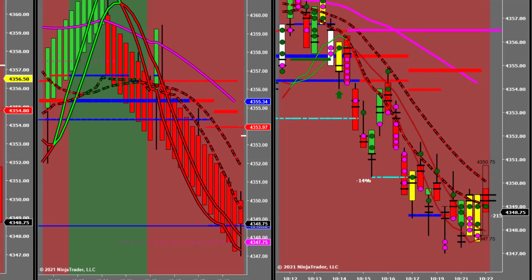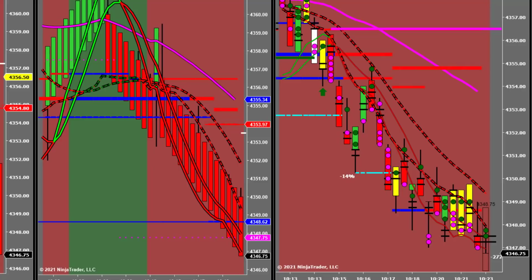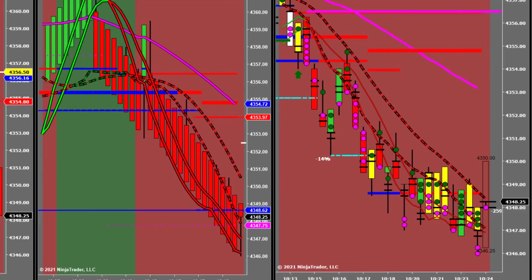So for support to hold, we'd have to see our trigger lines roll up. And again, they're kind of chewing the area up a little bit, but the triggers give us the truth. That it has to be down or nothing at the moment.